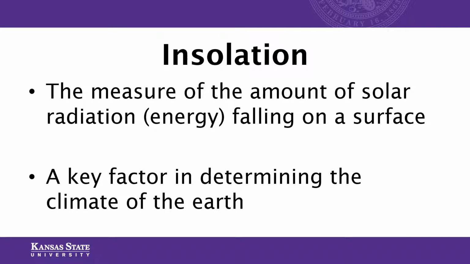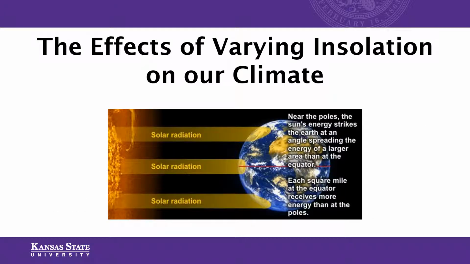Insolation is a measurement of how much solar radiation or energy, same thing, that falls on any given surface. It's the key factor that determines the climate of the Earth. It's the key factor that determines why the equator is warmer than the poles and why we have seasons. So sunlight falls most directly on the equator.